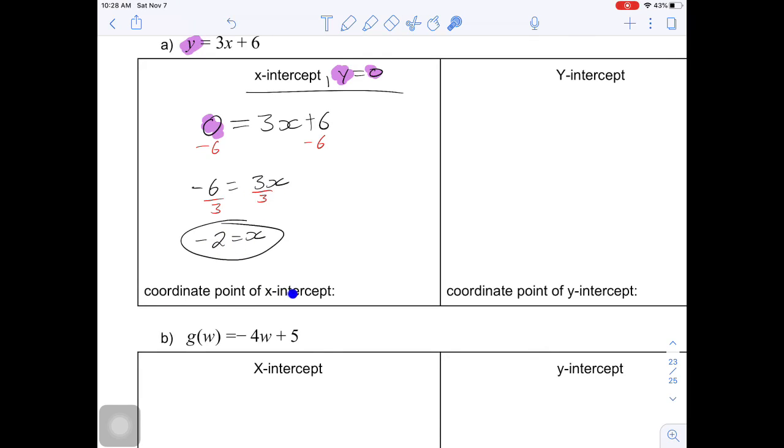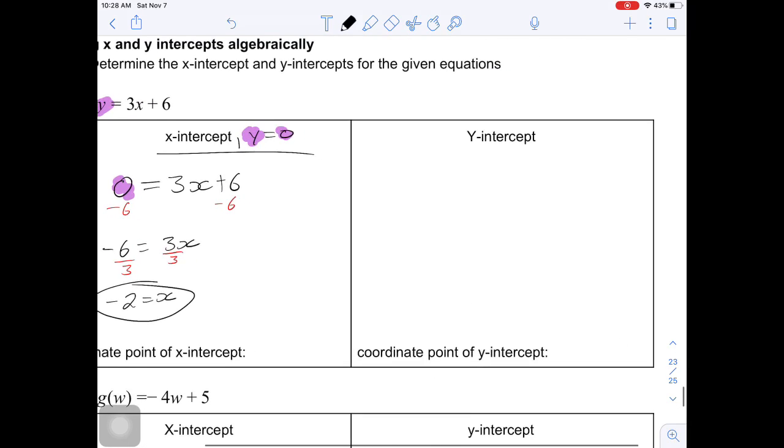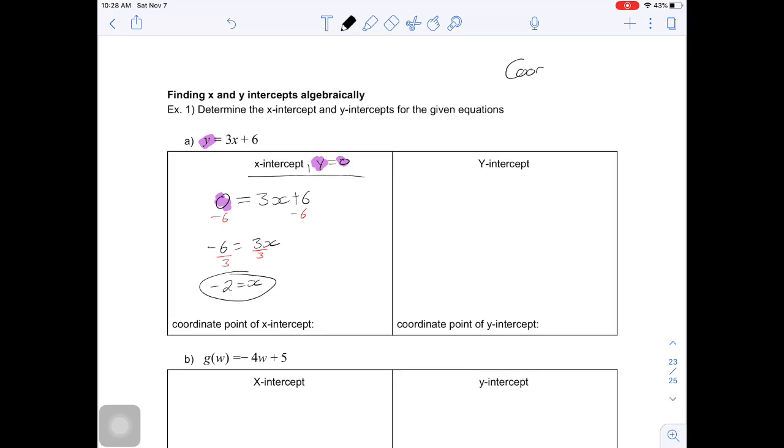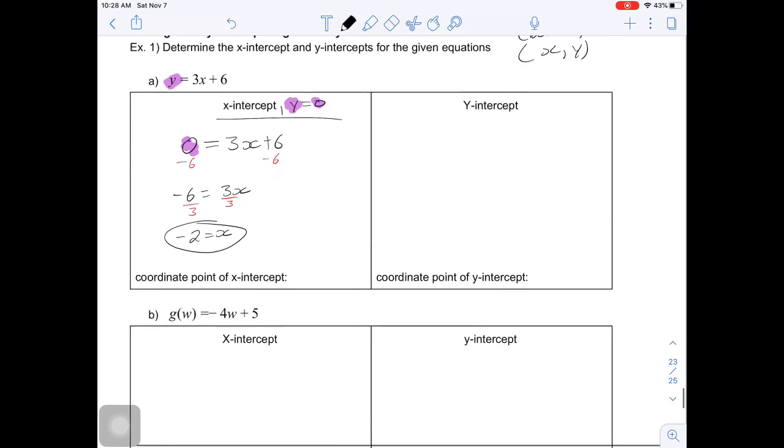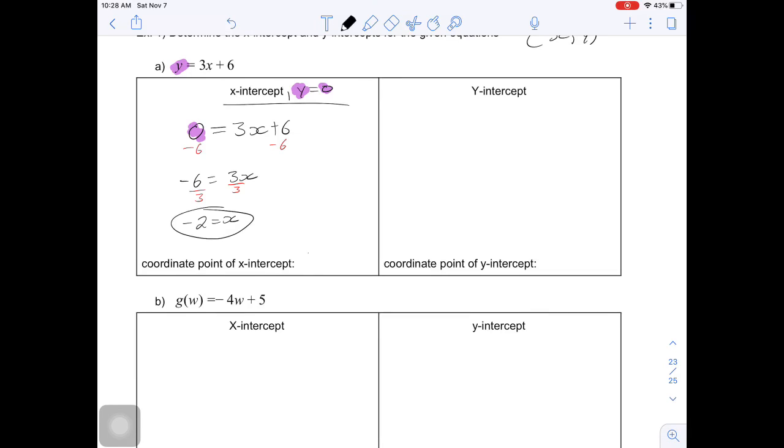Now recognize that this is a coordinate point. We have just plugged in y as 0, and x is negative 2. And remember what coordinate points are. A little reminder: coordinate values are always your domain value and its corresponding range value, or your x and your y coordinates. So in this case, my x is negative 2 and my y is 0.